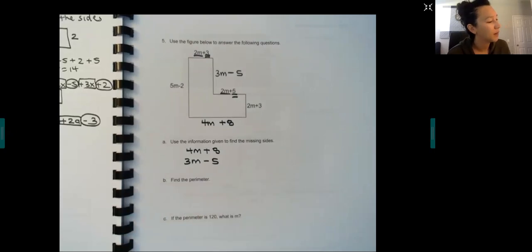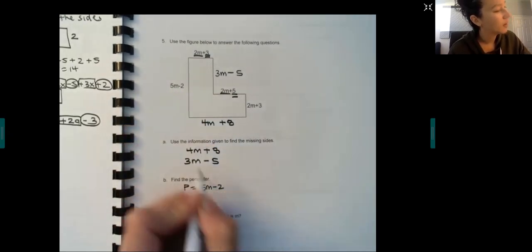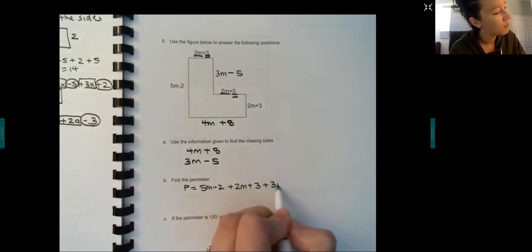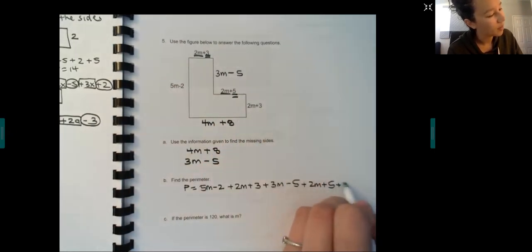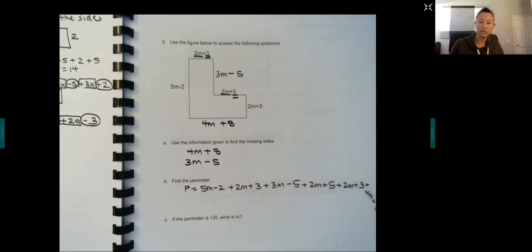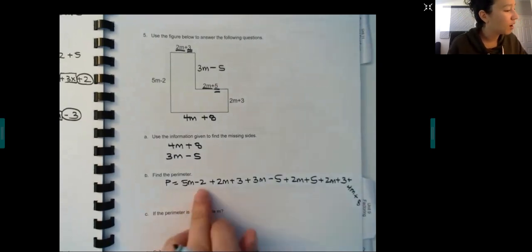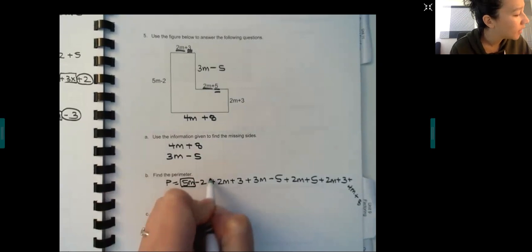And then we need to find the perimeter. So now you need to add up all the sides. So we'll start over here, 5m minus 2, and then 2m plus 3, and then this side, 3m minus 5, this side, 2m plus 5, this side, which is 2m plus 3, and this side, which is 4m plus 8. And then now we need to add up all of our m's and add up all of our numbers, just negative 2s and 3s. So 5m, we'll box all of the m's.